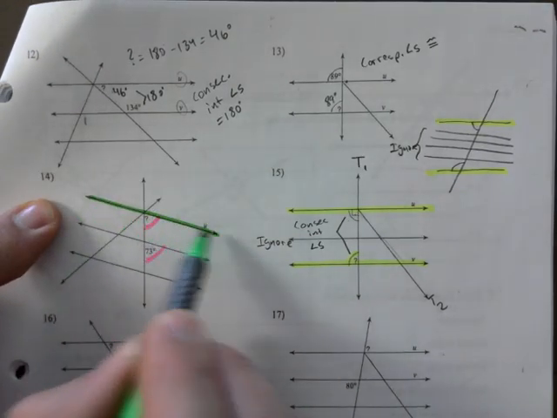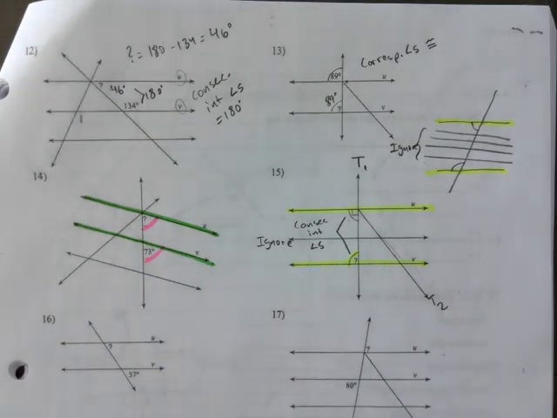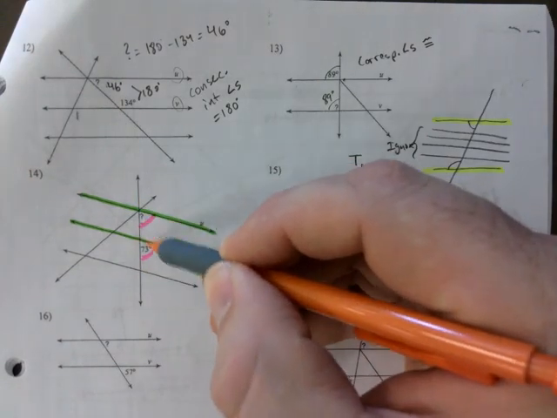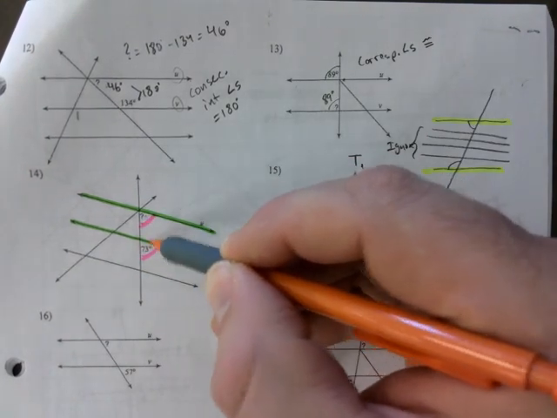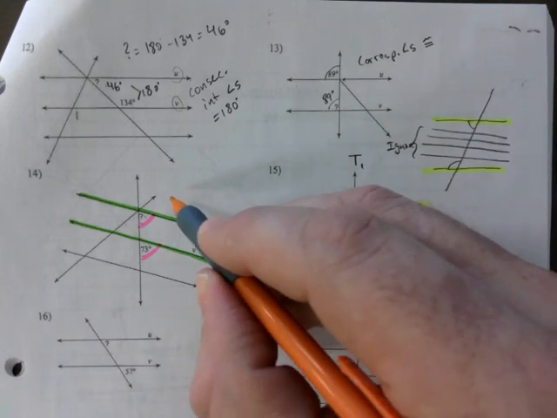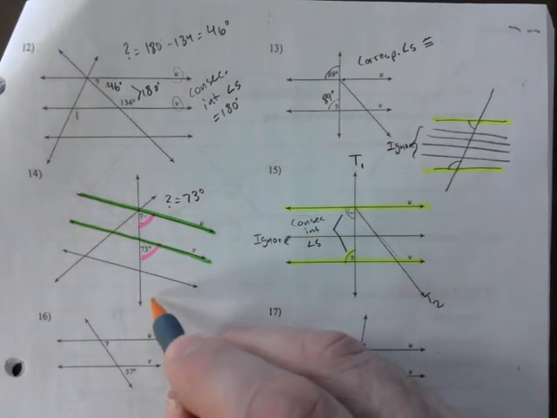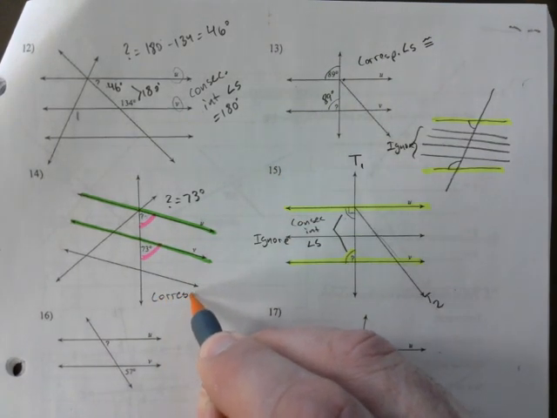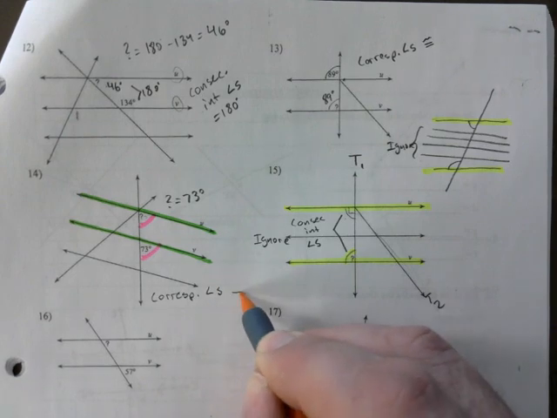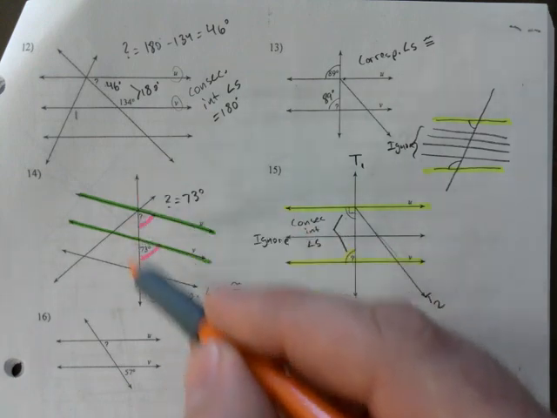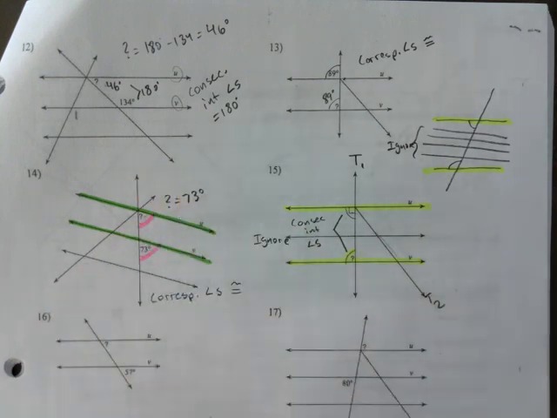Corresponding, right? We're considering U and V, and they're both on the same side of the transversal. One is inside and one is outside. So these are corresponding, so the question mark has to be 73. Corresponding angles must be congruent if you want parallel lines. And it's along this transversal I'm considering here. There's no angle given here, so I'm just ignoring that one.